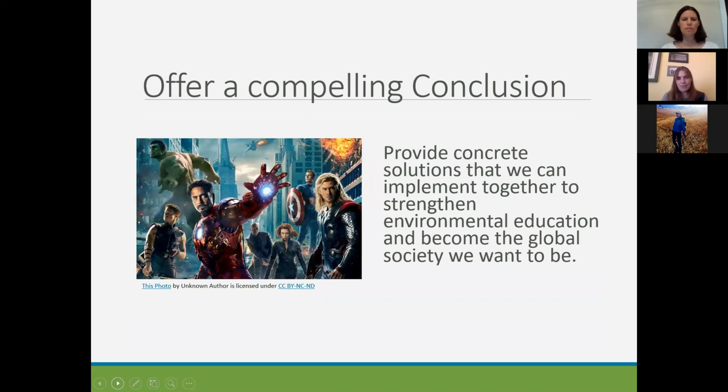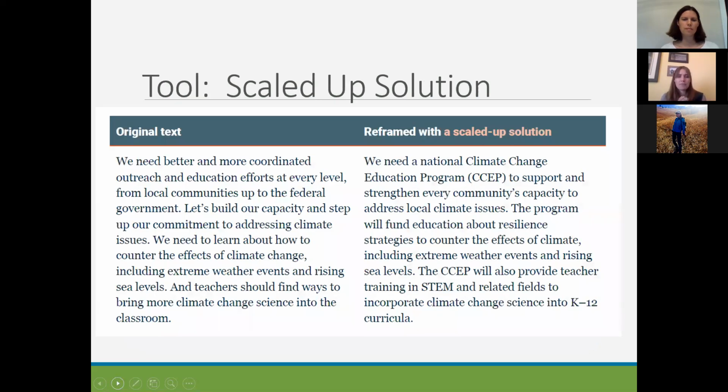The final recommendation was all about solutions. How do we make sure that we're building towards scalable solutions that we can implement together to see what we want to see for environmental education across the world? They really recommended thinking about scaled up solutions. There's a lot of text on this page, so I apologize for that. But you can see the original text is very general: we need better and more coordinated education and outreach efforts at every level. Whereas the second, when they reframed it, said we need a national program to support and strengthen every community's capacity. They highlighted exactly what that national program would do.